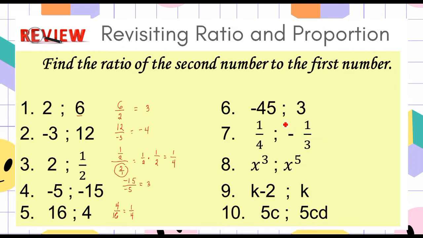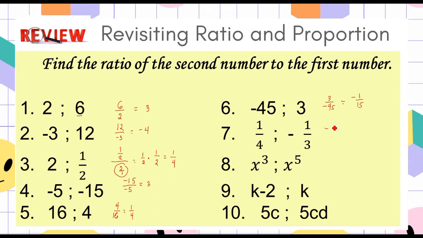Next one is negative 45 divided by 3. So, kung i-rewrite po natin, so 3 divided by negative 45. And that is, kung gagamitin po natin ang ating lowest term, it will become negative 1/15.